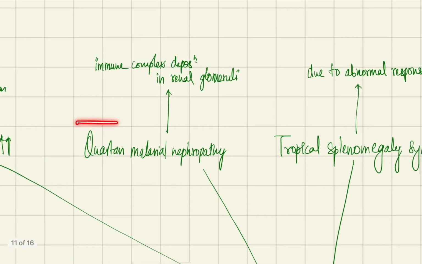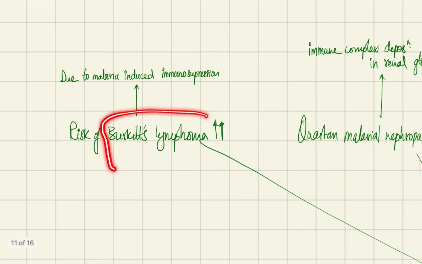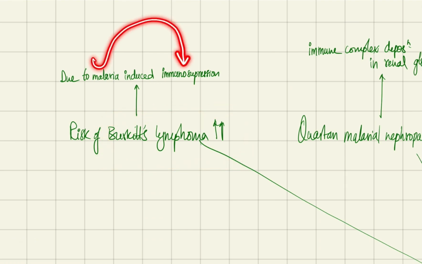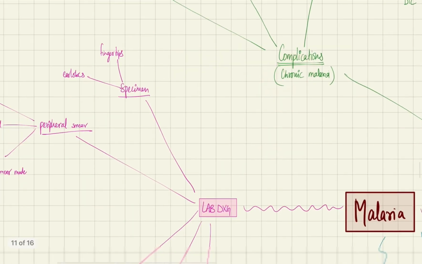Okay, next, the quartan malarial nephropathy. Here there is immune complex deposition in the renal glomeruli, okay, in the kidneys, right? And since it's nephropathy. Next, there is an increased risk of Burkitt's lymphoma. And why? This is because the malarial parasite actually causes an immunosuppression which increases the cancer risk. Okay, so these are the chronic complications.